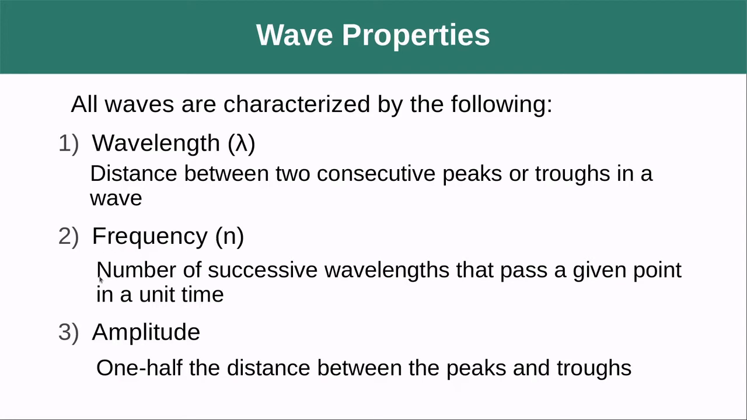We have the frequency. This is the number of successive wavelengths that pass a given point in a unit of time, because again, this is propagating. It's moving through some medium, right? And then we have the amplitude, 1/2 the distance between the peaks and the trough, or essentially how high are the waves.